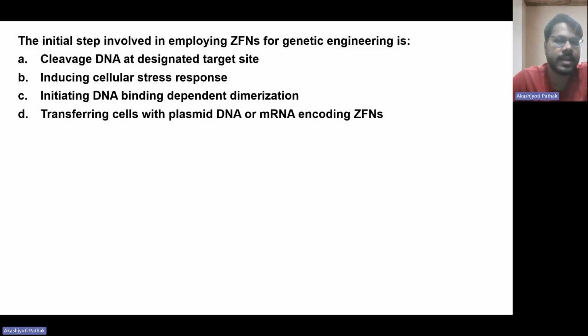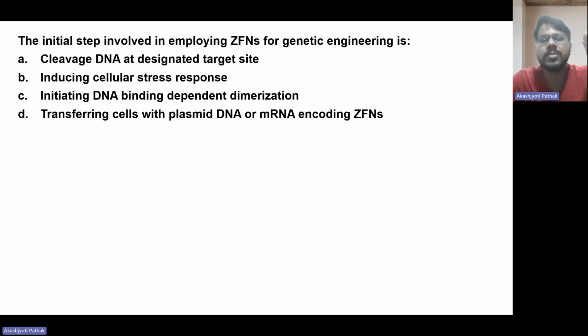That is a much later step in the action of the zinc finger nuclease. Inducing cellular stress response is also a later step. When the double-stranded breaks are created, the repair machinery will start functioning and it can create a stress response. Initiating DNA binding dependent dimerization is also a later step.